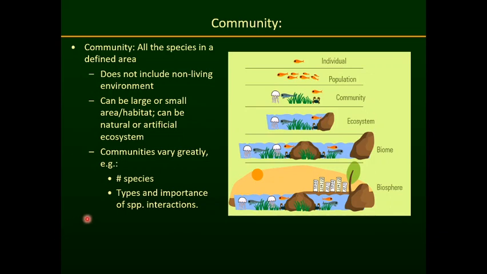So we talked in our last class about what an ecosystem is. An ecosystem is all the living and non-living components of an area. Okay, so this would be an ocean plus the organisms in it, the water, the rocks, that kind of thing.